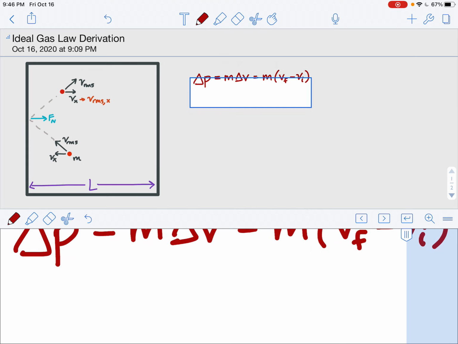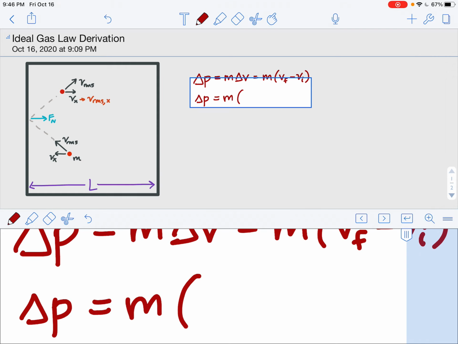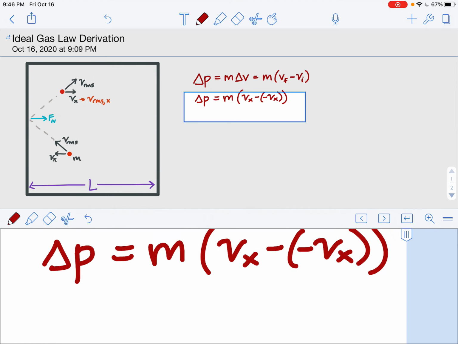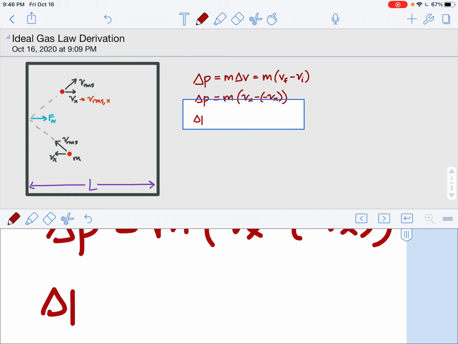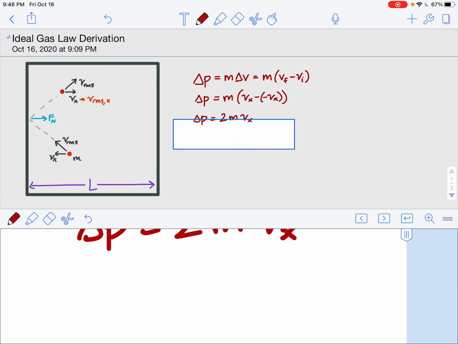The y and the z components are not changing, and so our change in momentum, therefore, is m multiplied by our final velocity, which is Vx, and our initial velocity, which is a negative Vx. Okay, and that gives us a change in momentum of 2 multiplied by m multiplied by Vx, because we have a Vx minus a negative Vx, that's a plus Vx, adding them to mVx. Hopefully that's fairly straightforward.